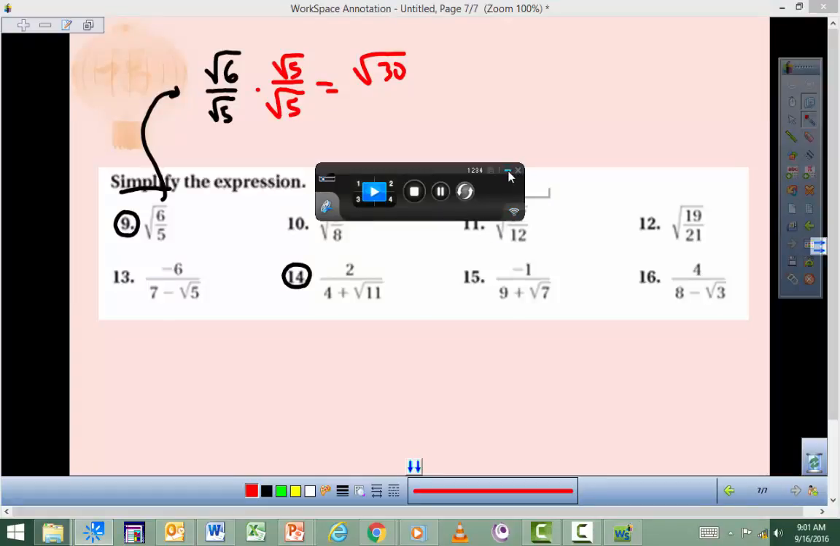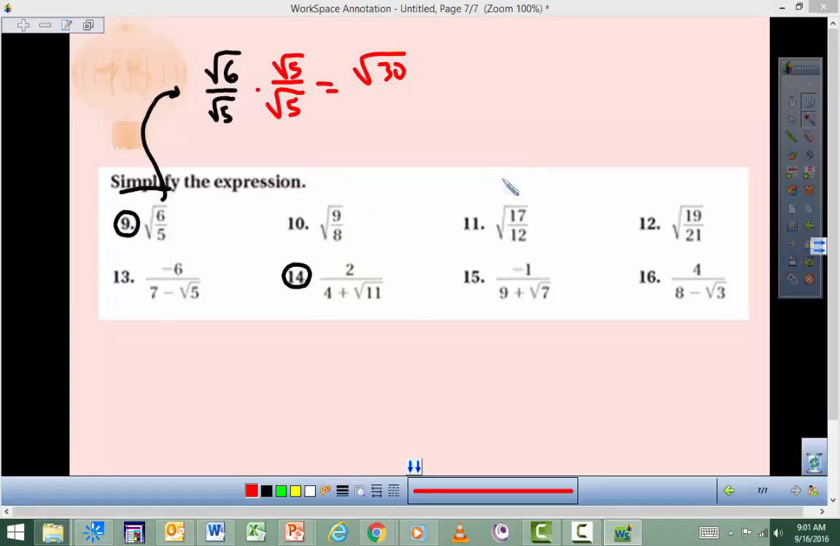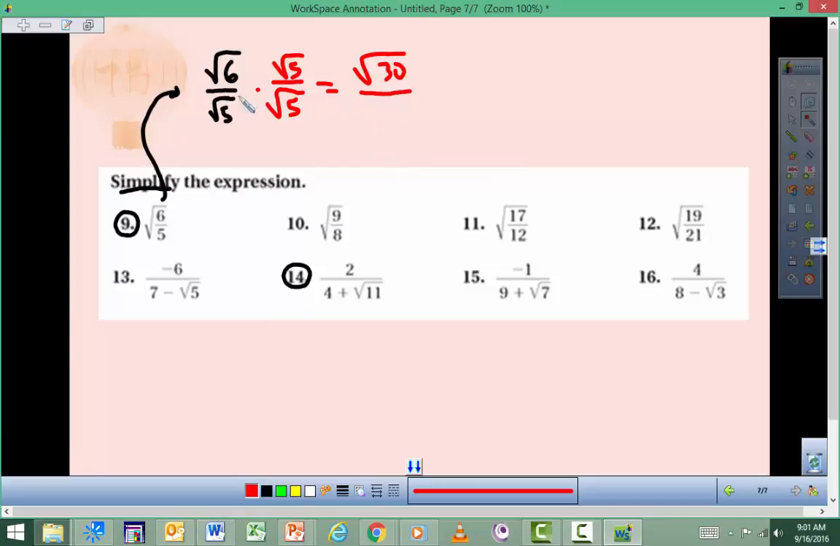Okay, is it better? So we end up with square root 30. And square root 5 times square root 5 is simply 5. And that's done now. That's simplified. Now this one, on the other hand, what we want to do is multiply by the conjugate. And so we're going to multiply by 4 minus the square root of 11. And you have to do that in the numerator as well.